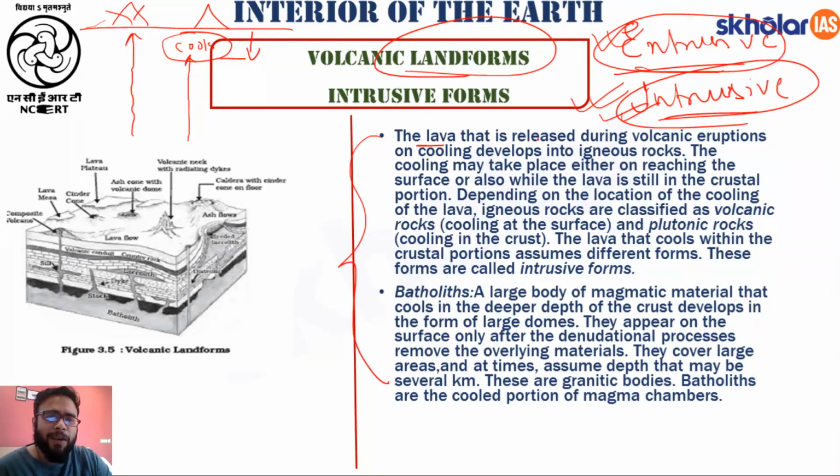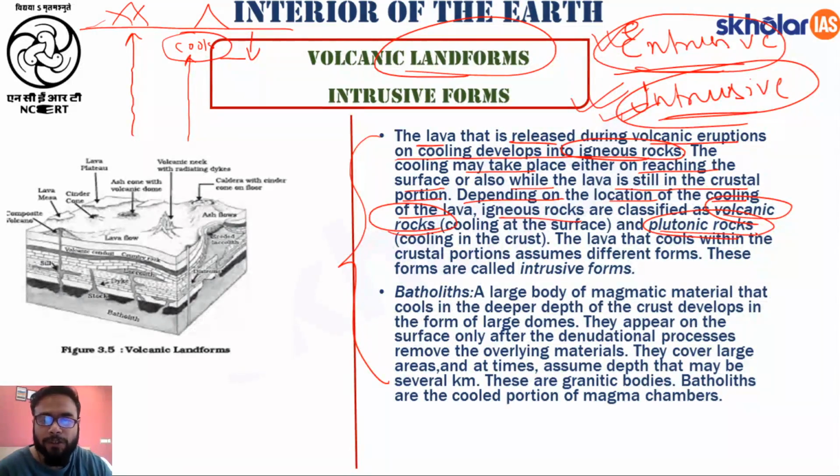Okay, the lava that is released during the volcanic eruptions on cooling develops into igneous rocks. So what is the source of origin of igneous rock? It is nothing but the volcanic eruptions, right? That is the magma. The cooling may take place either on reaching the surface or while the lava is still in the crustal portion. And depending upon the location of the cooling of the lava, igneous rocks are classified into volcanic rocks, or it is also classified as your plutonic rocks.